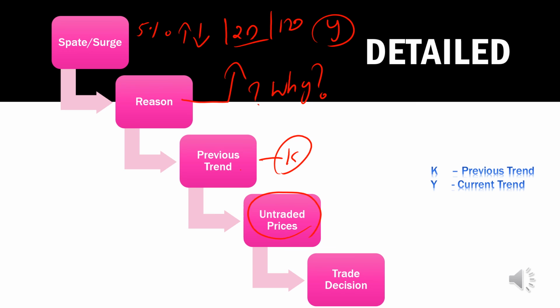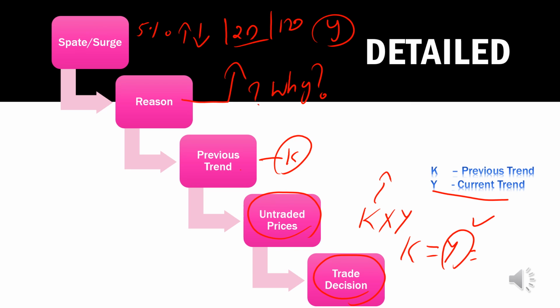Now let's look at how the decision is made. If K and Y are opposite, place the trade based on K. If K and Y are aligned, then place the trade on Y with caution. This K and Y are directions: Y is the present trend, and K is what was happening before the Y happened.